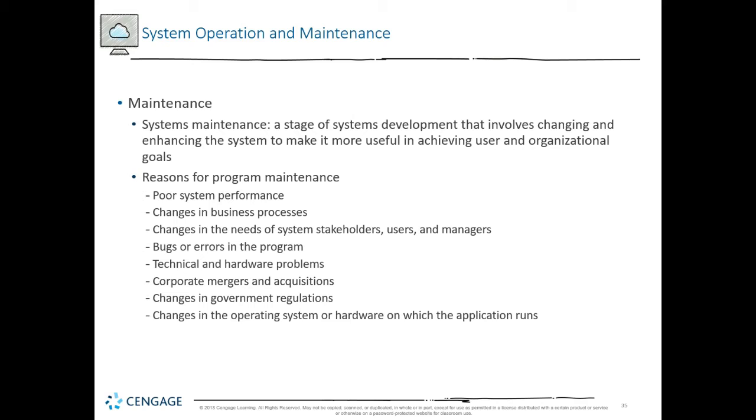System operation and maintenance. System maintenance is a stage of the system's development that involves changing and enhancing the system to make it more useful in achieving user and organization goals. Reasons for program maintenance: poor system performance, change in business process, change in the needs of system stakeholders, users and managers, bugs or errors in the program, technical and hardware problems, corporate mergers and acquisitions, change in government regulations, change in operating systems or hardware within the application.